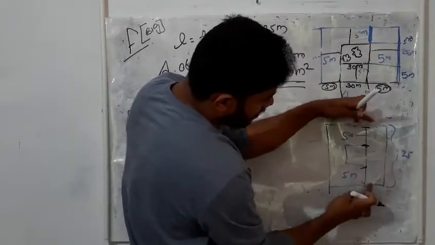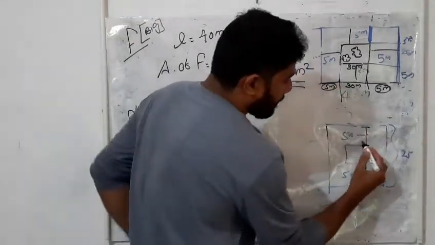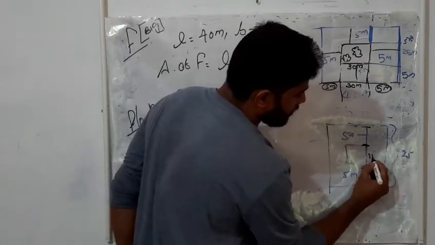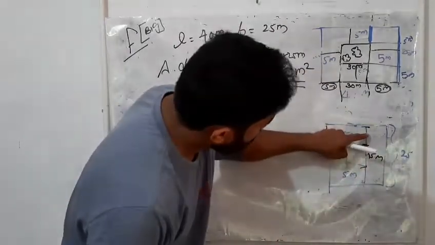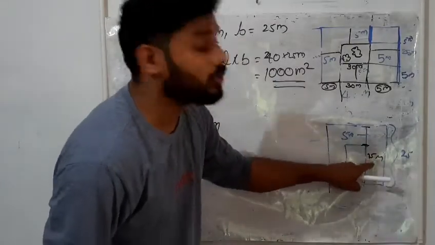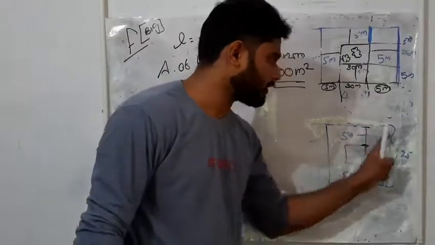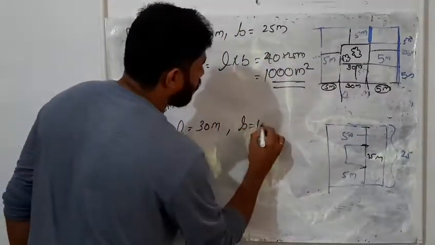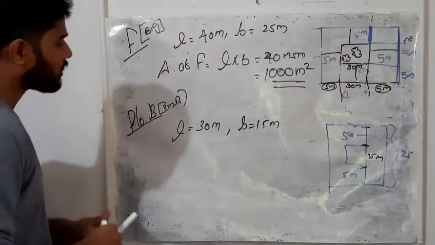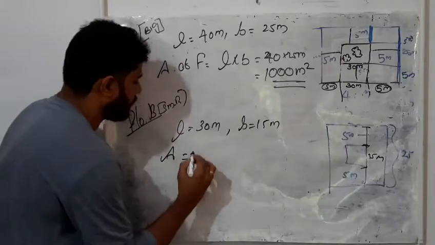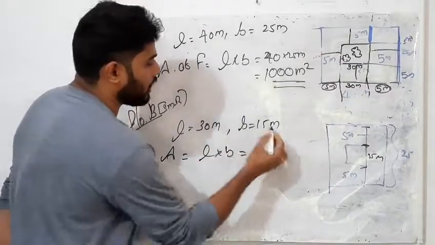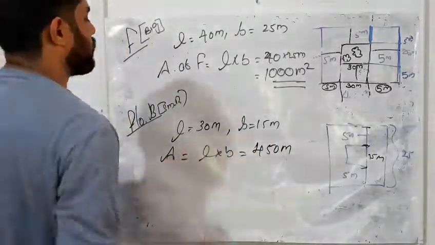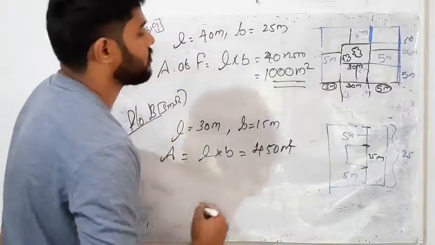If this length is 25, then this side is also 25. But from here to here 5, here to here 5. Cutting 5 from the 25, the remaining is 15. Clear? 5 plus 15 plus 5. 5 plus 15 is 20, 20 plus 5 is 25. Same length. So we got the breadth also, 15 meter. Understood? Now we can find out the area of the flower bud. Length into breadth. 30 into 15, how much will it come? 15 into 3 is 45, so 450 meter square.